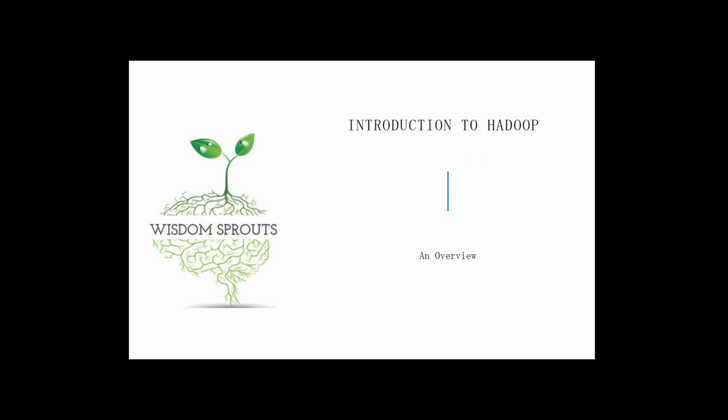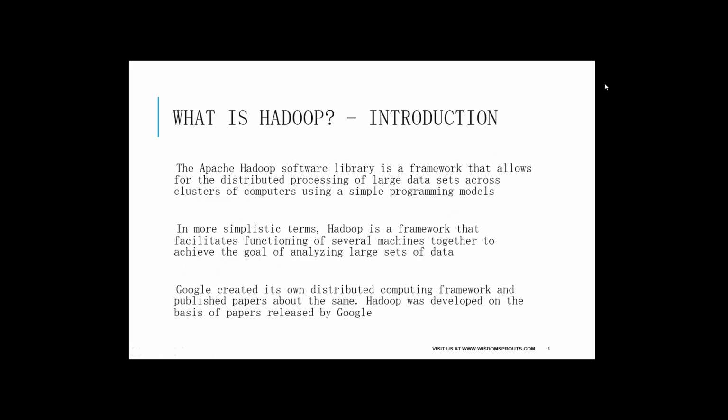So to solve all these problems and to tackle this big problem of big data, we felt a need for getting something new, something more reliable and more efficient that could solve all these problems. So we came up with this new architecture framework called Hadoop. The Apache Hadoop software library is a framework that allows for the distributed processing of large data sets across clusters of computers using simple programming models. In simpler terms, Hadoop is a framework that facilitates the functioning of several machines together to achieve the goal of analyzing large data sets.